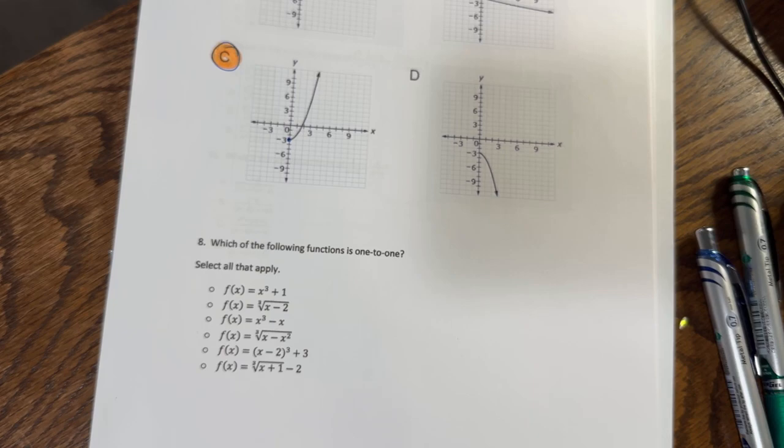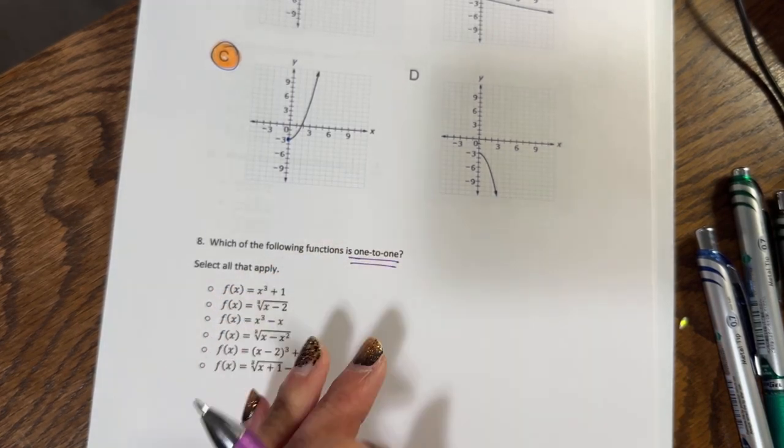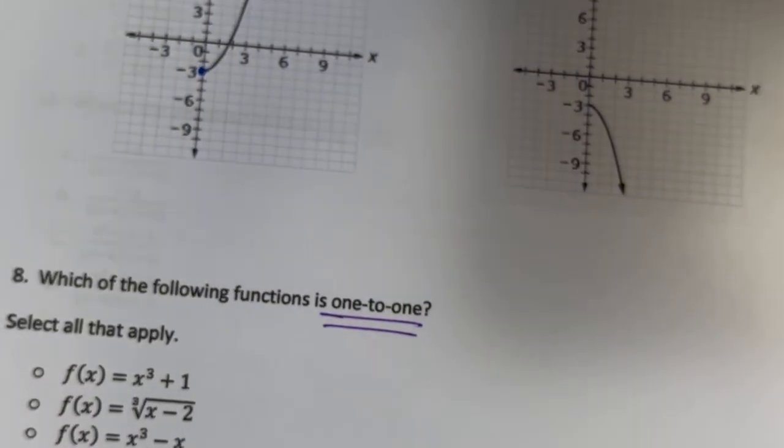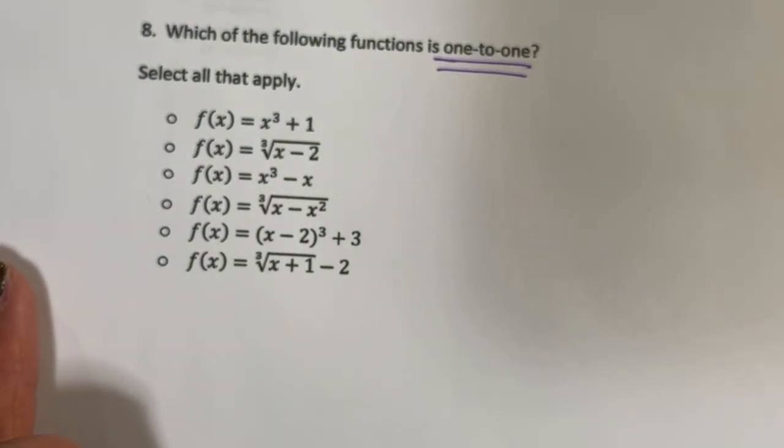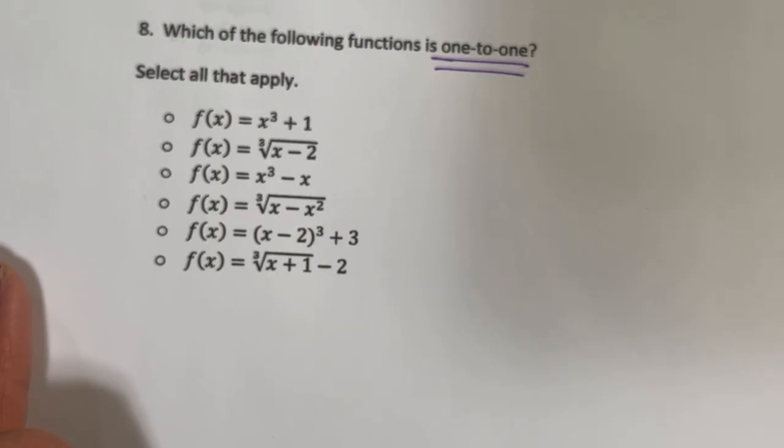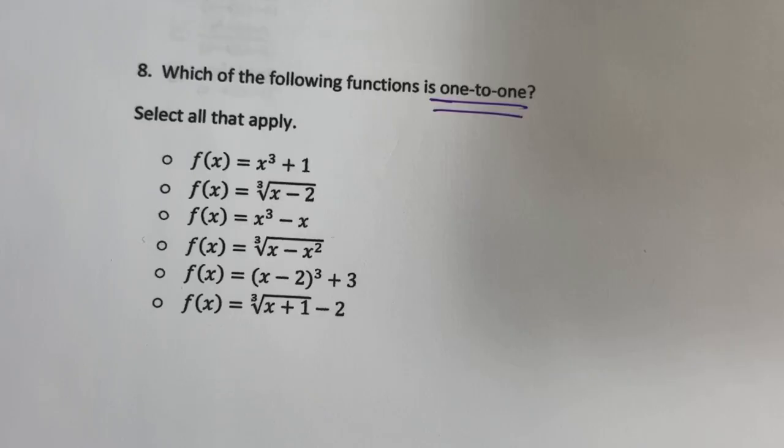All right, number 8, it says, which of the following functions is 1 to 1? So 1 to 1, remember that means that it passes both the vertical and the horizontal line test. And so all of these are cubic or cube root functions. And we learned that if it's a shift of the parent function, all parent cubic and cube root functions are 1 to 1, as long as they're a shifting of the parent function. When there's extra junk in the trunk, that's when it's not going to be 1 to 1, because then it's going to create those extra humps.